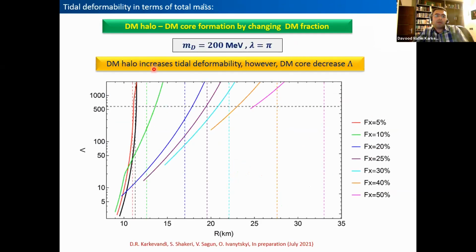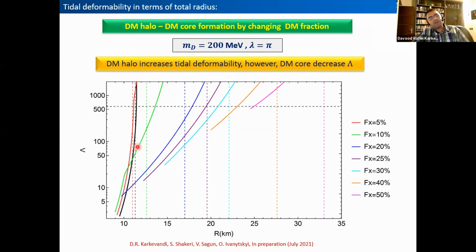And here you can see again this DM halo, DM core formation by changing the dark matter fraction for this mass equal to 200 MeV and lambda pi, which we can see obviously here. And we see that again with increasing the fraction, the DM halo increases tidal deformability. However, the DM core decreases the tidal deformability, which we can obviously see here. And here is the transform that happened by increasing the fraction. For example, in these cases, where we have the DM core, we see some similarity to the only baryonic matter, which is the black solid line.